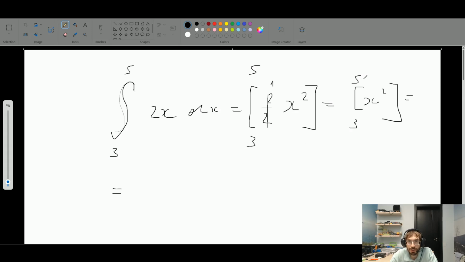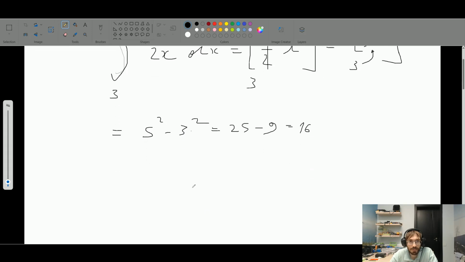Well, first you substitute the upper boundary. So you get 5 squared, and then you substitute the lower boundary, minus 3 squared. And the result will be 25 minus 9. And that will be therefore 16. So 16 is the value of this definite integral. Every definite integral is a number.